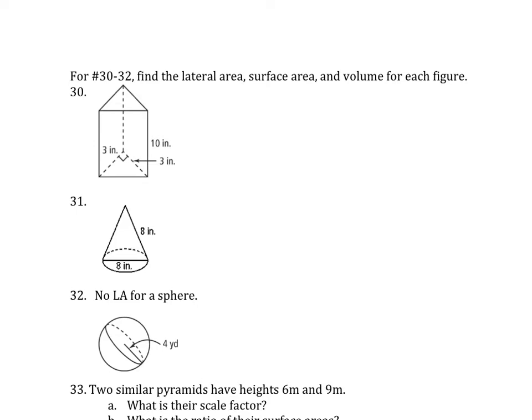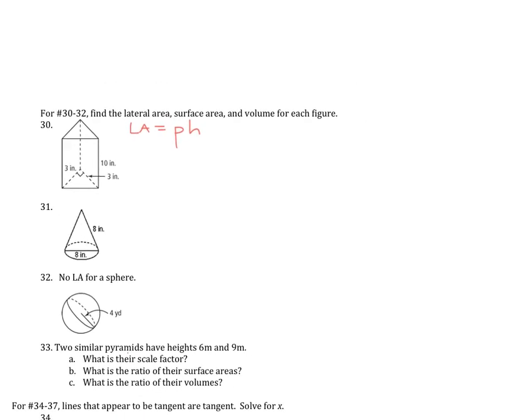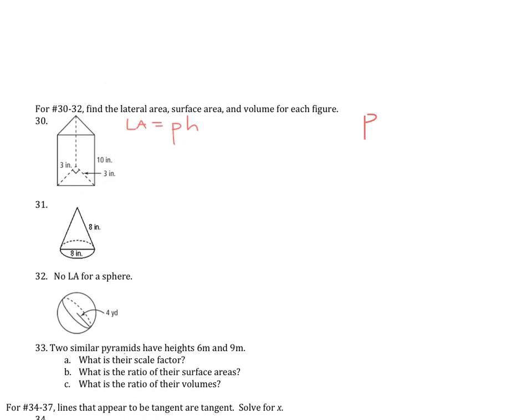Okay, so name this figure for me in number 30. What is that? It is a prism. It's a triangular prism, right? So for lateral area of a prism, anyone remember it? LA equals PH, perimeter of the base times the height of the figure. If I were you, I would put these things on my cheat sheet. P stands for perimeter of the base.